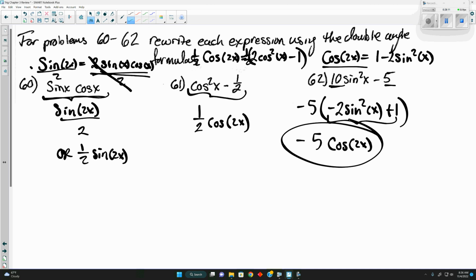And on all these here, I took whatever the angle was and multiplied it by 2. So if one of these had been 2x, or all the x values were 2x, well then we'd have 4x because we're multiplying it by 2. Any questions on any of these here?